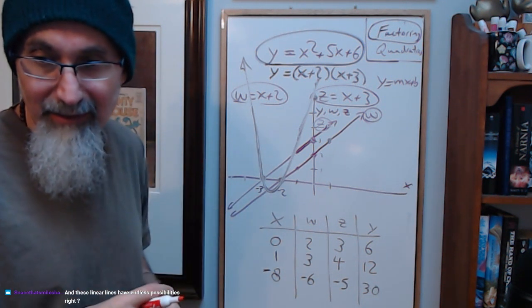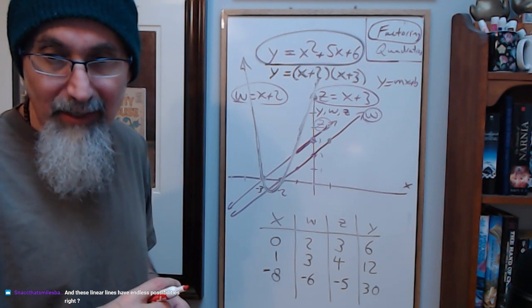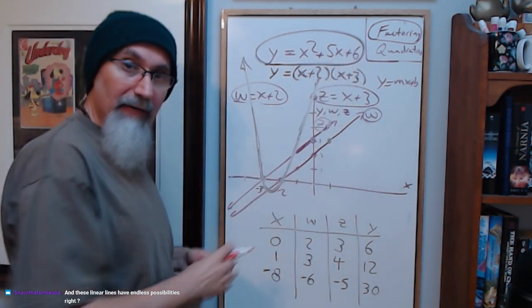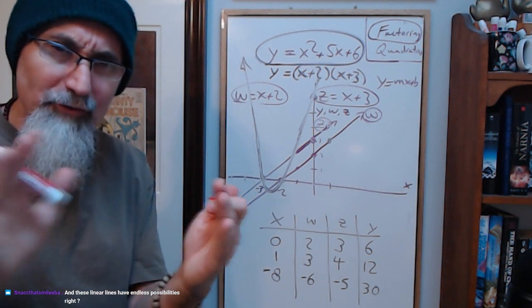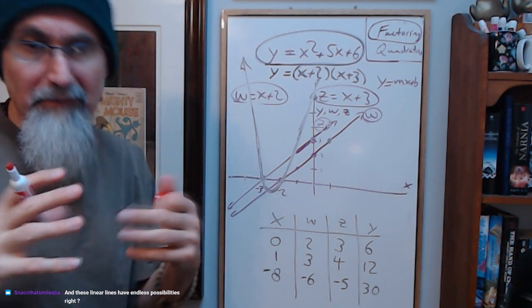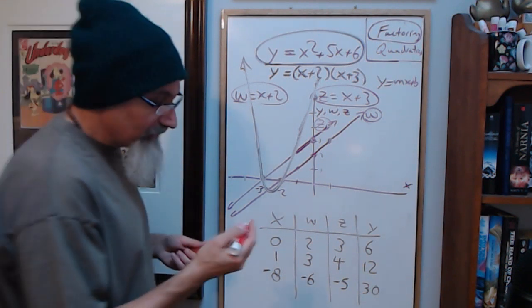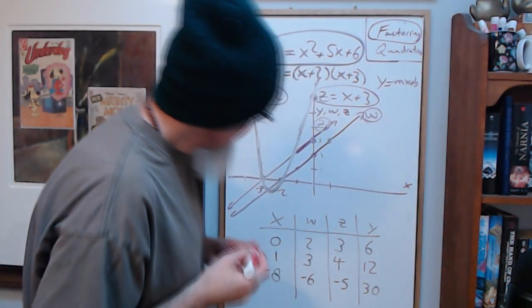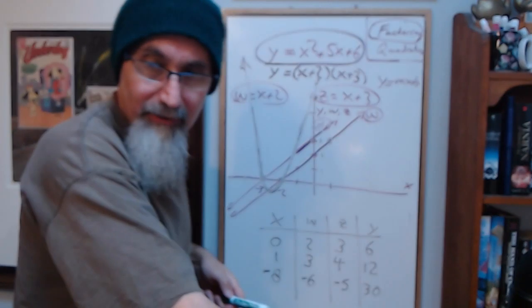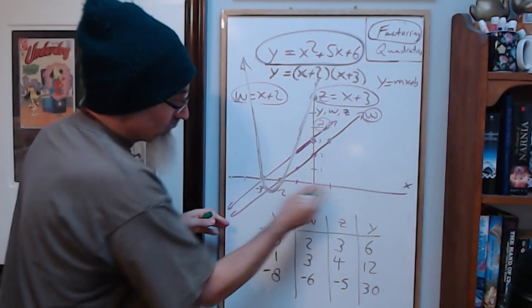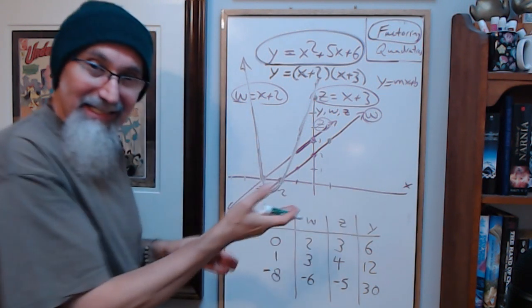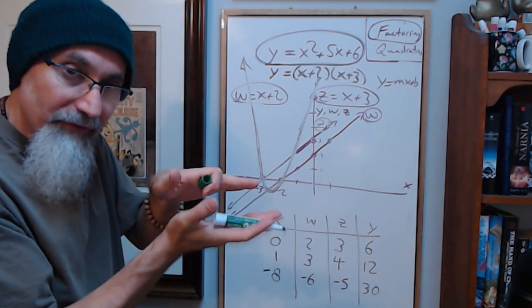And these linear lines have endless possibilities, and they go on forever, unless we give it boundaries, limits, that makes sense according to our systems. Okay. But take a look at this. Let's assume, this is going to be red. This might not come out well. I'm going to try green. So the x-axis is sort of an important point, right?